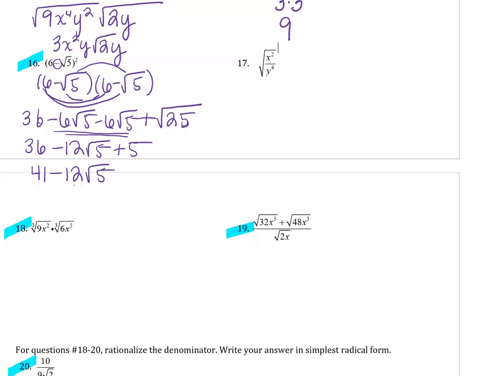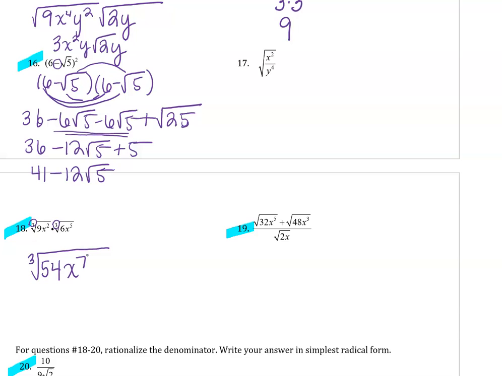18, I give you another multiplication problem. Keep in mind this one's actually a cube root problem. So I'll keep the cube root. 9 times 6 is 54. X squared times x to the 5th is x to the 7th.